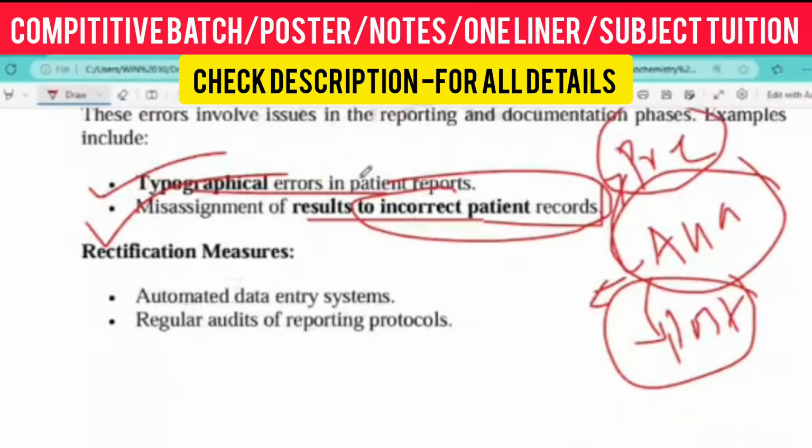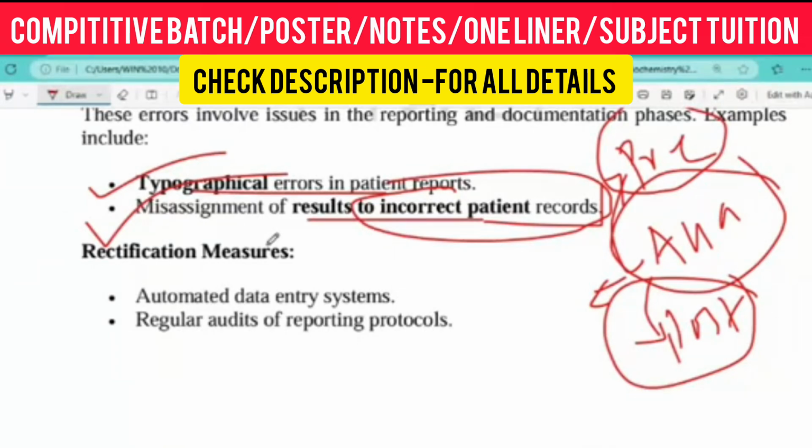So what will you do? You can make an automated data entry system. Nowadays there are automated data entry systems in various laboratories. You just type it and the report is automatically generated. You just print it and give it to the patient. That is called an automated data entry system. If you incorporate this kind of system, it can easily help your whole procedure. After that, a regular audit in the reporting protocol: if you do a regular audit of your reports, then the error might be prevented.